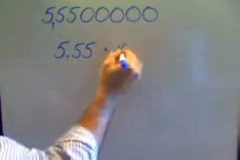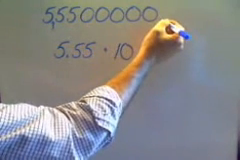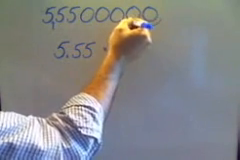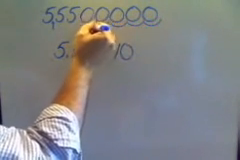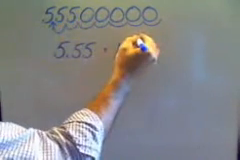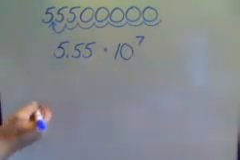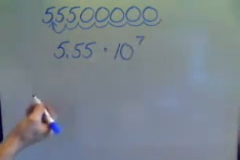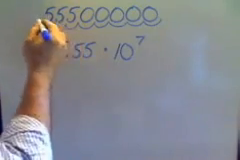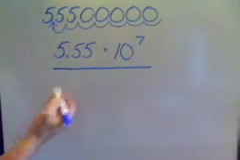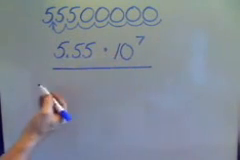Times 10. Again, what did we do? We moved the decimal point from here 1, 2, 3, 4, 5, 6, 7 places, and so our exponent is 7. 5.55 times 10 to the 7th power. So making a large number and putting it into scientific notation is really no harder than counting.